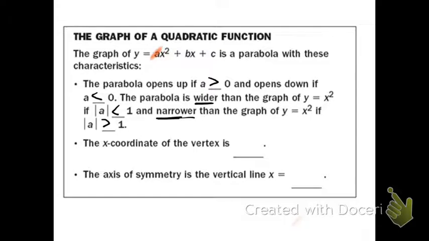The x-coordinate of the vertex can be calculated by the following computation. You're going to do the opposite of b divided by twice the a value. And the axis of symmetry is a vertical line that is of the form x equals that value, negative b over 2a. We're going to put these pieces of information to work in an example on the next slide.